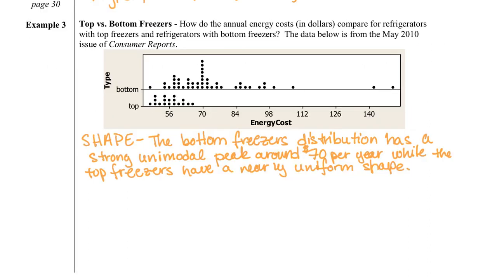Comparing the two shapes isn't terribly helpful for these two distributions. The bottom freezers has a strong unimodal peak. We can see that peak right here. It comes up, comes back down. This one, you could say it's unimodal, but I'm feeling like it's more uniform.